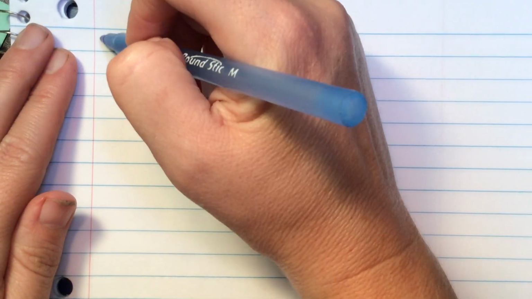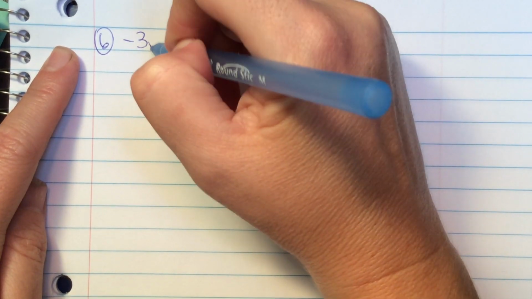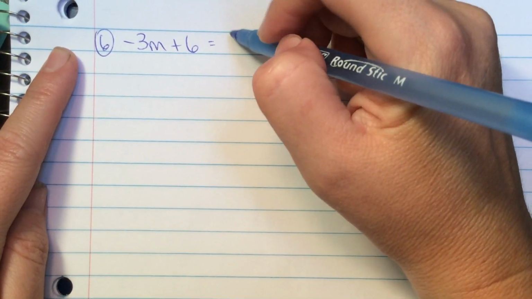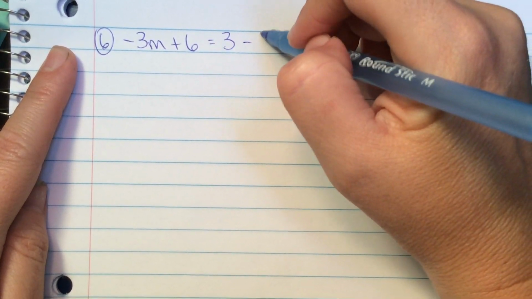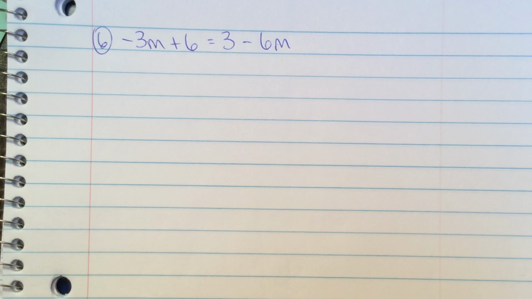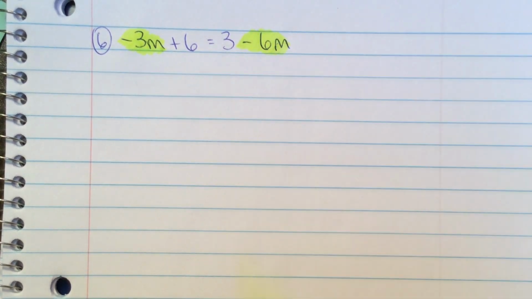Okay, number 6. Negative 3m plus 6 equals 3 minus 6m. Okay. I have negative 3 minus 6m.